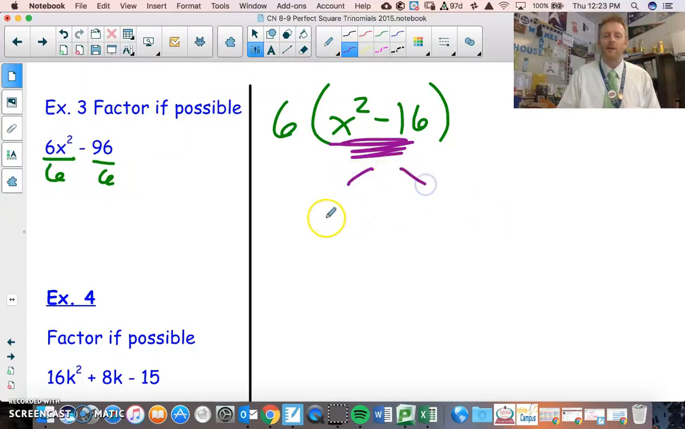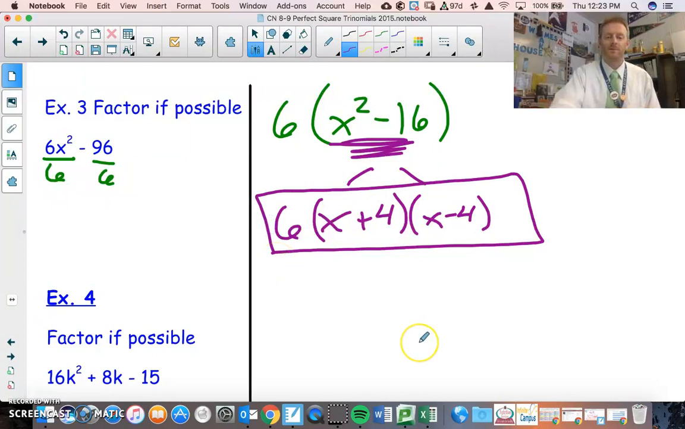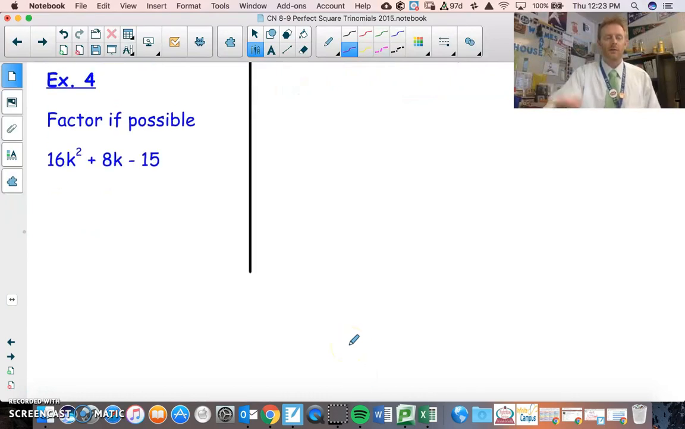So that breaks us down into an x plus 4 and an x minus 4, like we taught you from the difference of squares lesson. The 6 just comes straight down, and then that is our official answer. On example number 4, we're looking for you to choose a method.